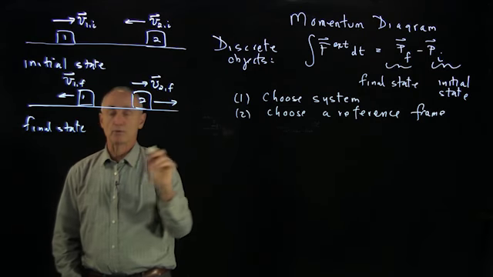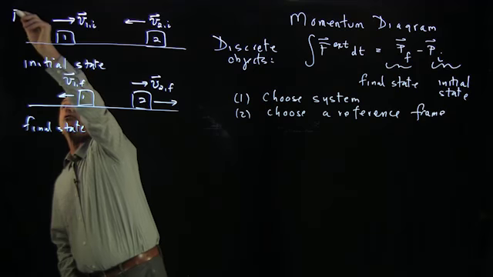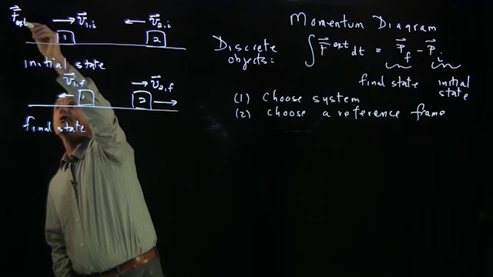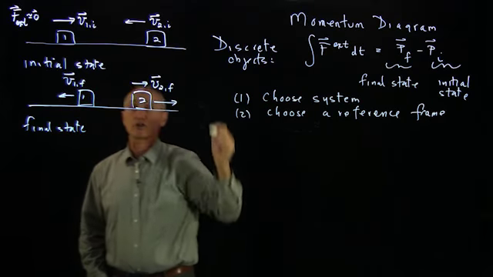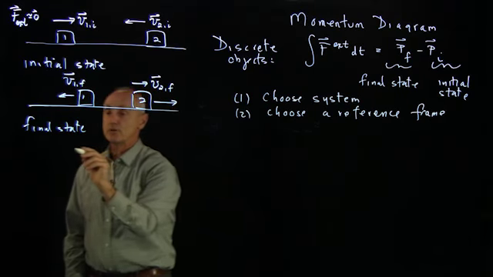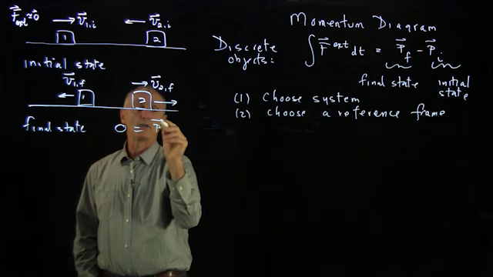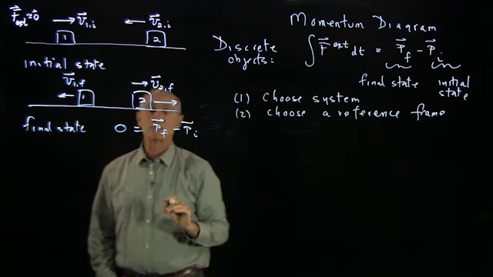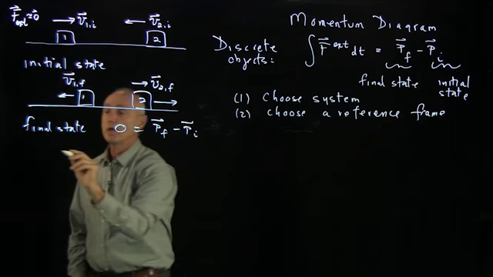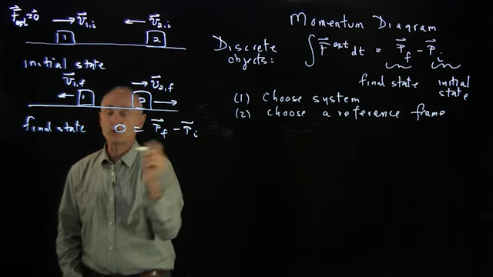So our momentum principle now becomes, in this case, let's just assume that the external force here sums to 0. We're assuming no friction. And then our momentum principle says that 0 equals p final minus p initial. And now we can read off those momentums as vectors on the diagram. And so what we have is that the final momentum will be equal to the initial momentum.